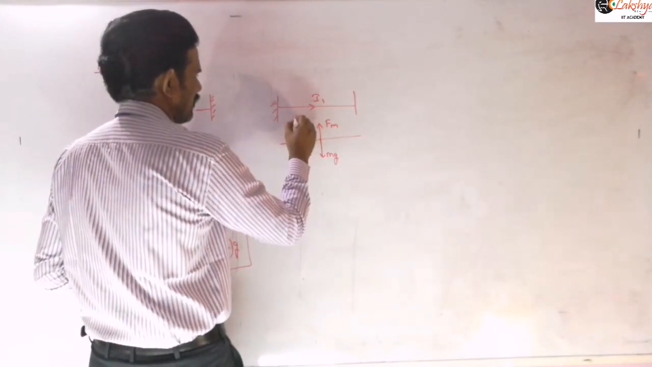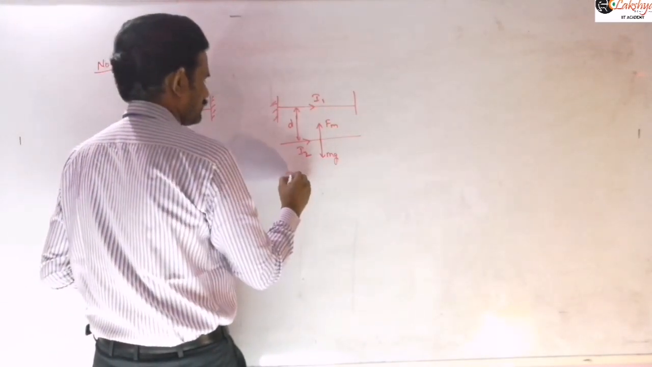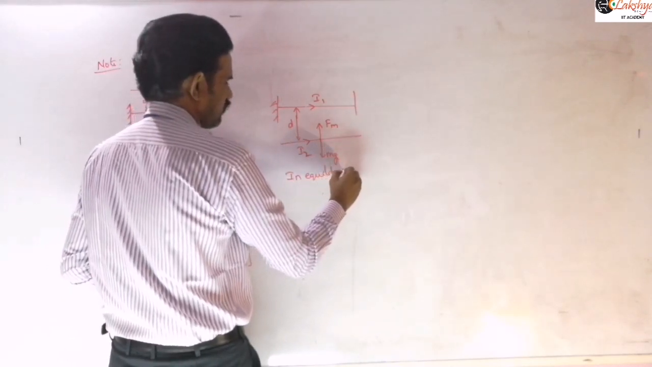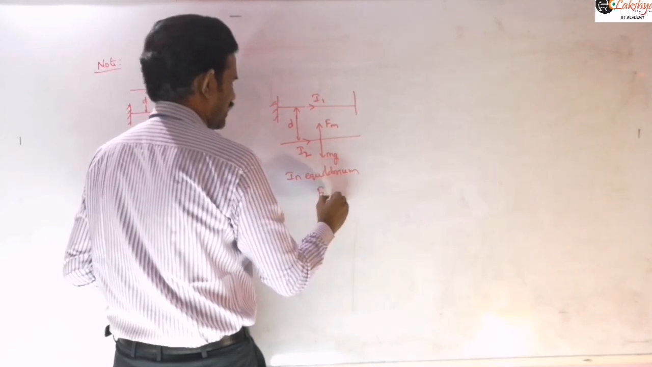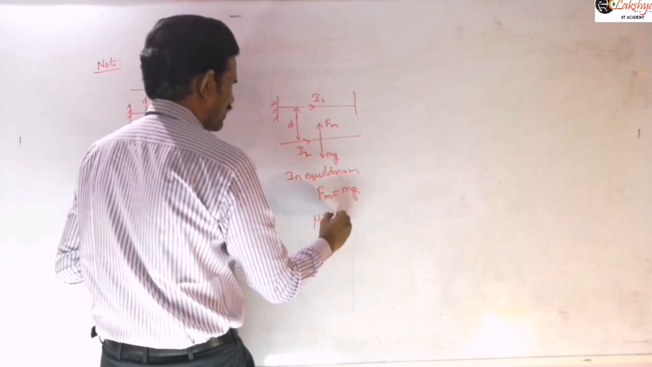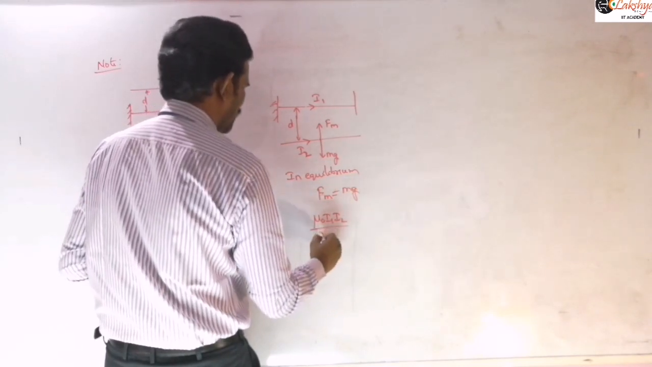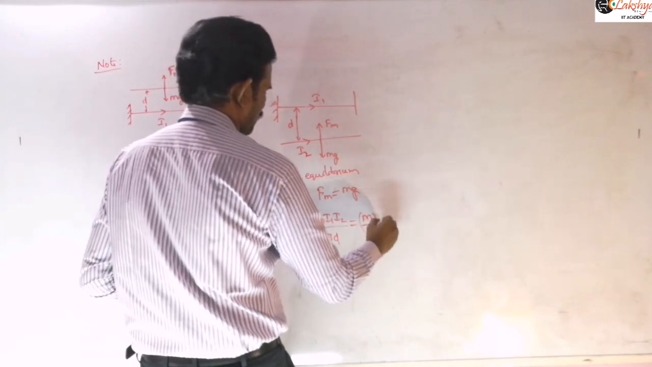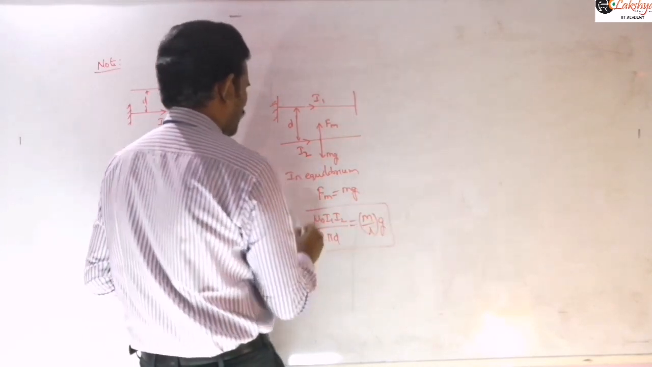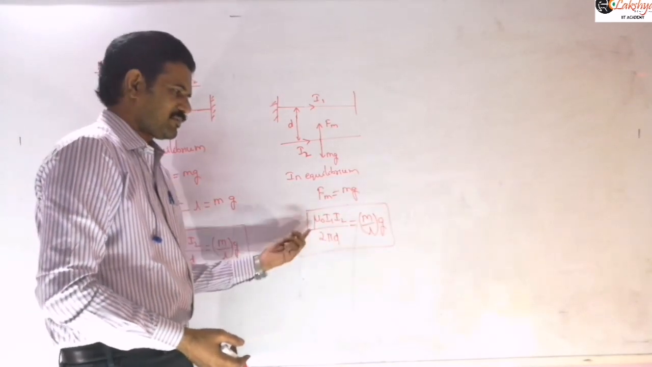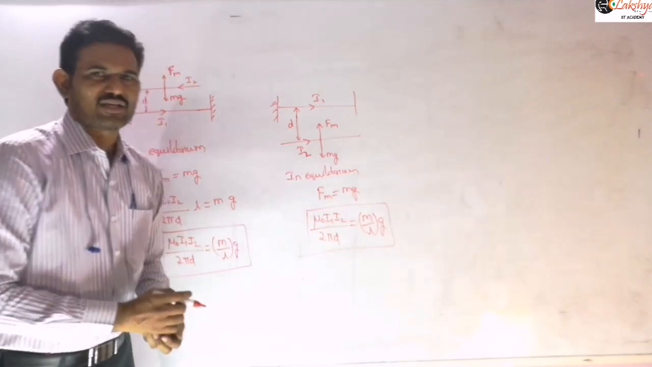So if you are balancing this force here, everything will be the same. In equilibrium, again this Fm we can write as mg, and so finally I am directly writing the final equation: mu naught I1 I2 by 2 pi d is equal to m by L into g. If m by L is given, I am writing this. If mass and length are separately given, then you can keep L this side only. That depends on our given data.